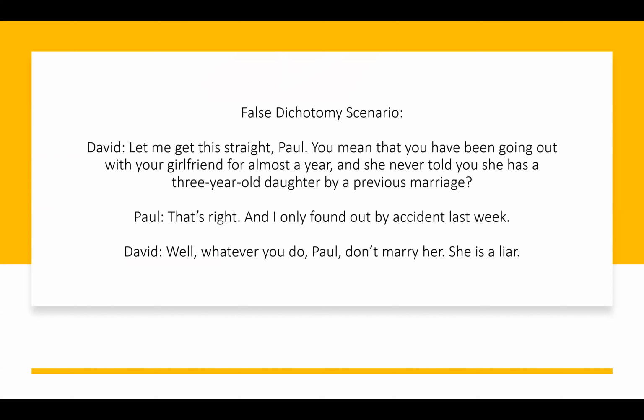He presents that his only option is to not marry her and that she is a liar. We know by reading this assignment and from real life that there are probably more options available for Paul to understand why his girlfriend has not yet shared about his 3-year-old daughter. Therefore, this scenario is a fallacy. It is an error in thinking. It is a false dichotomy.